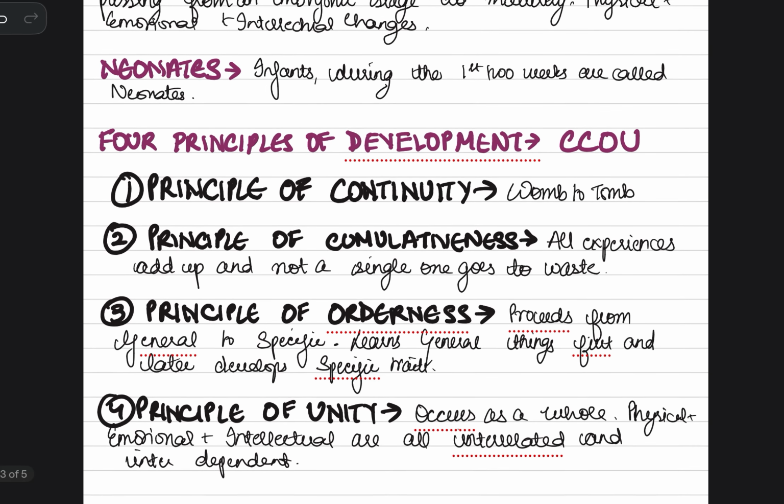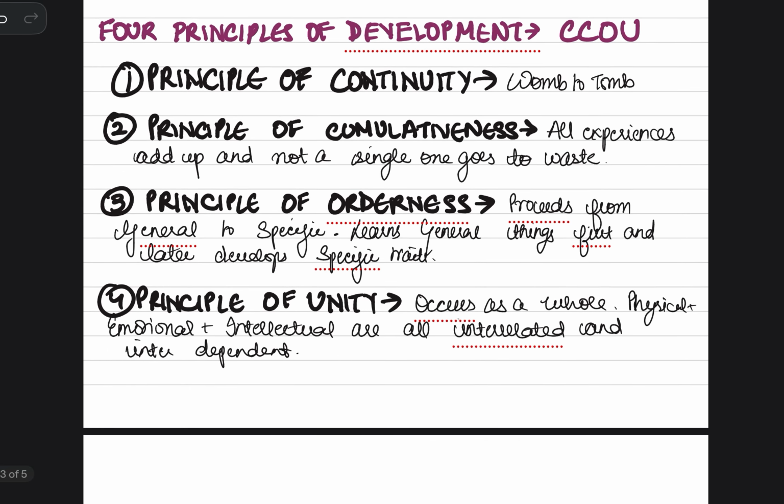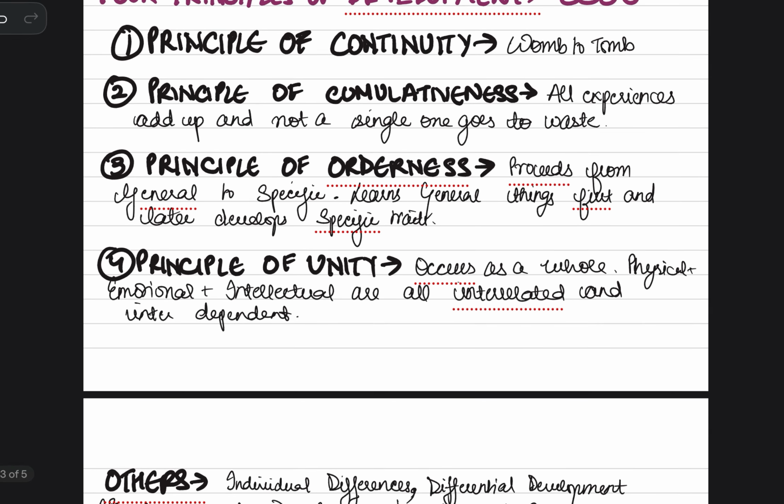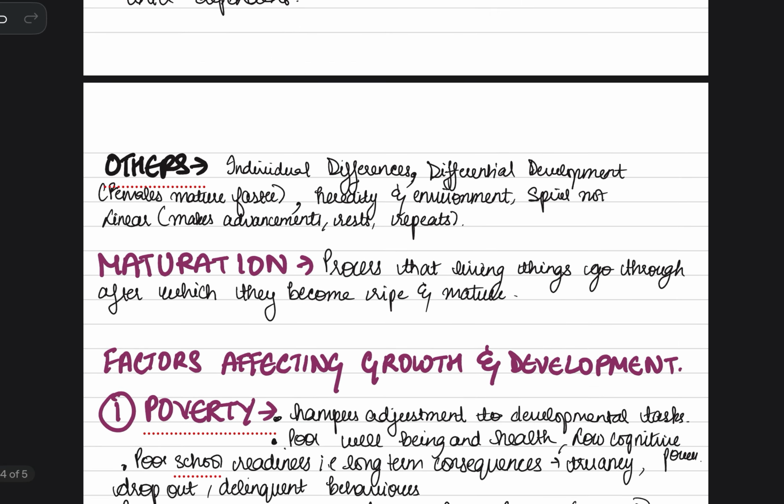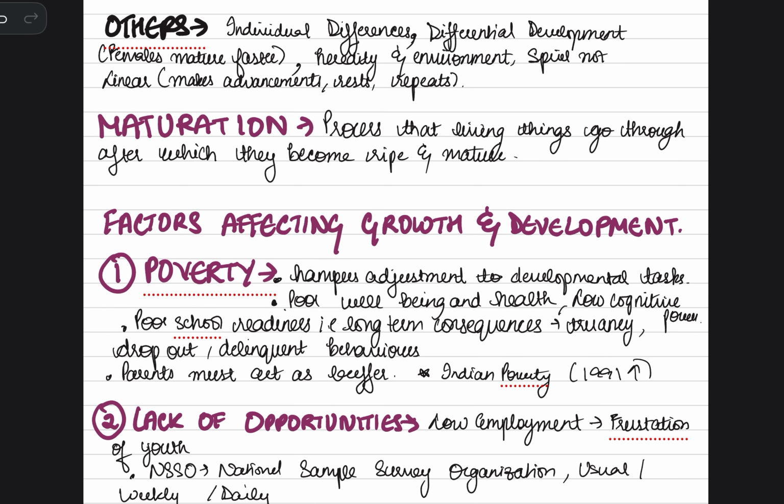Neonates are infants during the first 2 weeks. Four principles: principle of continuity, womb to tomb; principle of cumulativeness, everything impacts us; principle of orderliness, general to specific; principle of unity, it occurs as a whole, not just physical, it's also emotional and intellectual. Then others, as we know: individual differences, differential development, heredity, environment. It's a spiral growth, not linear. Then maturation also, we know.